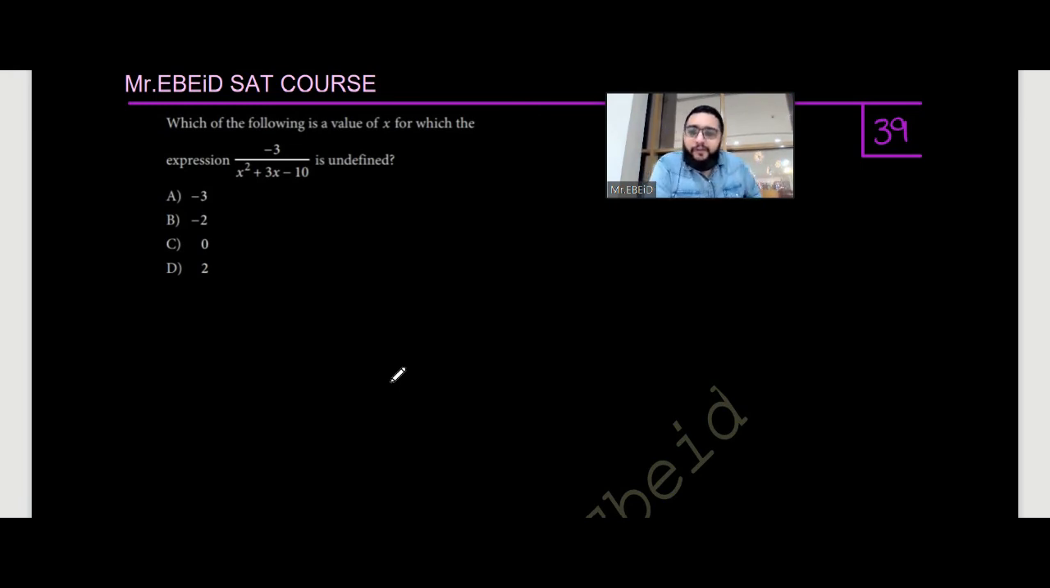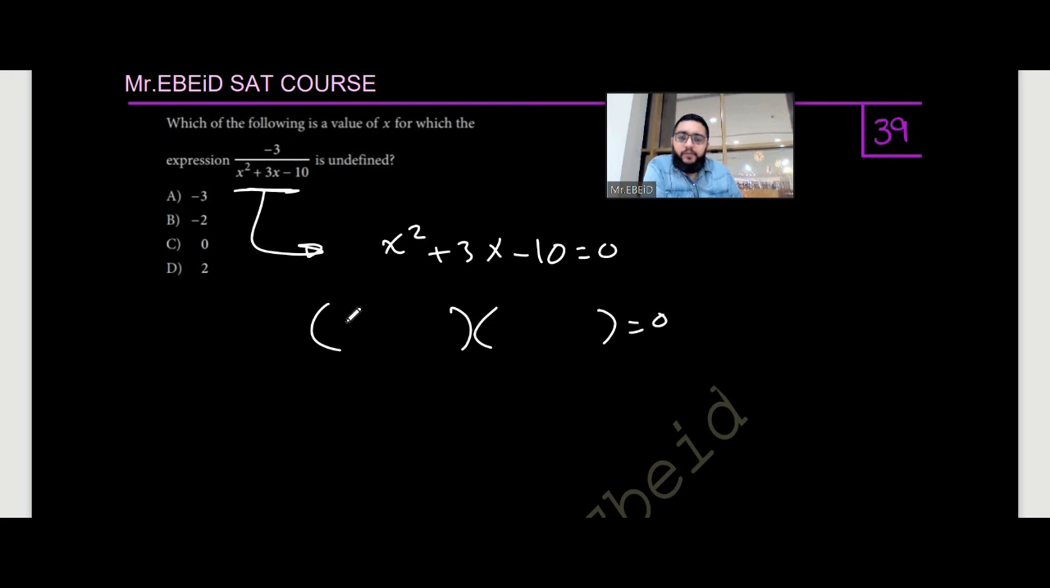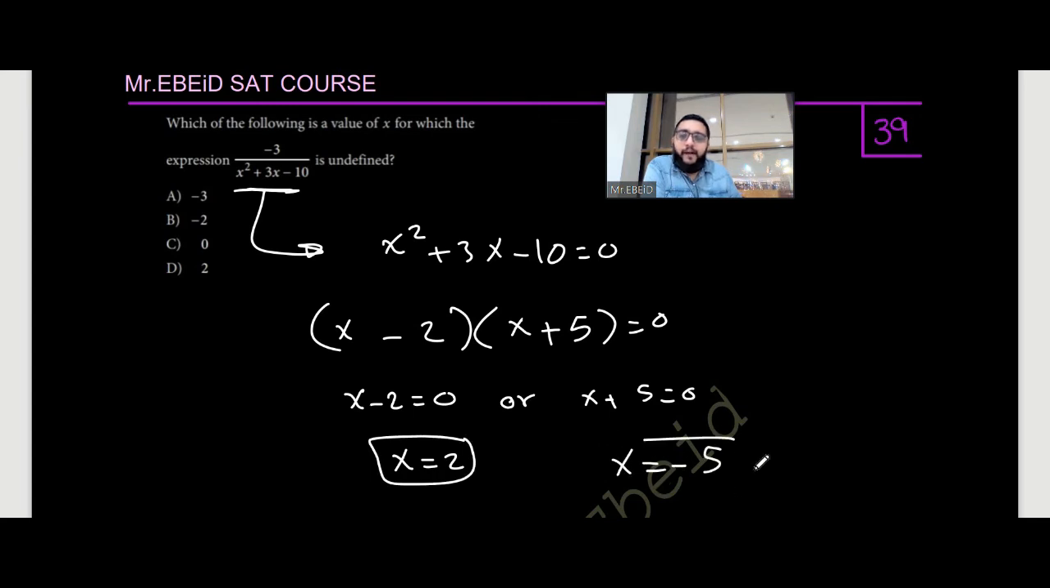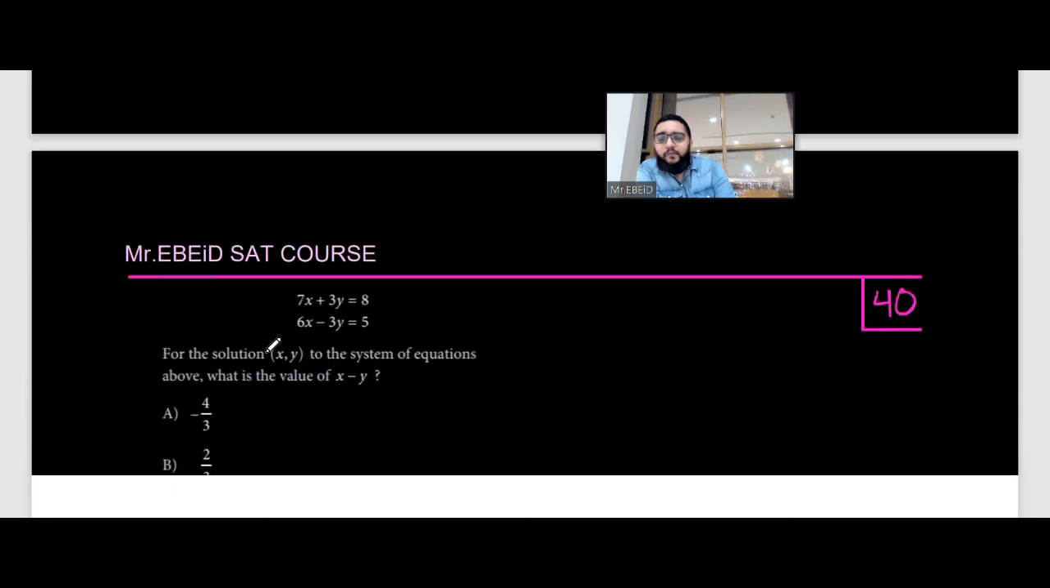Question 39. Which of the following is a value of x for which the expression negative 3 over x squared plus 3x minus 10 is undefined? Undefined, so the denominator equals 0. Factor. x squared will be x and x, and it will be 2 and 5. Positive, negative, so this sign will be positive, and this one will be negative. Means we have x minus 2 equals 0, or x plus 5 equals 0, so x equals 2 or x equals negative 5. We have no conditions here, so searching, yes, we have 2 here, so the answer is D. Let's move to the last question.